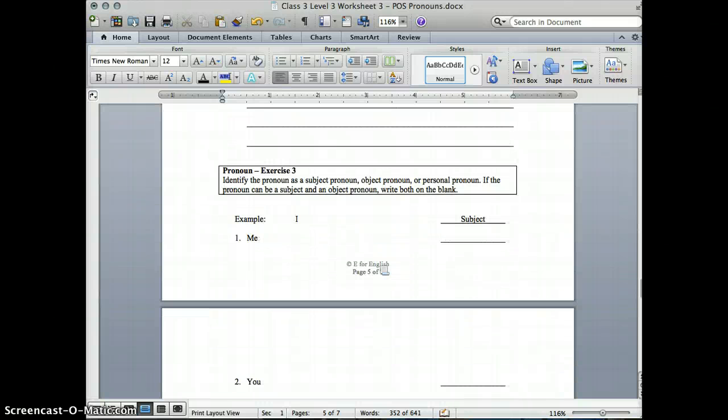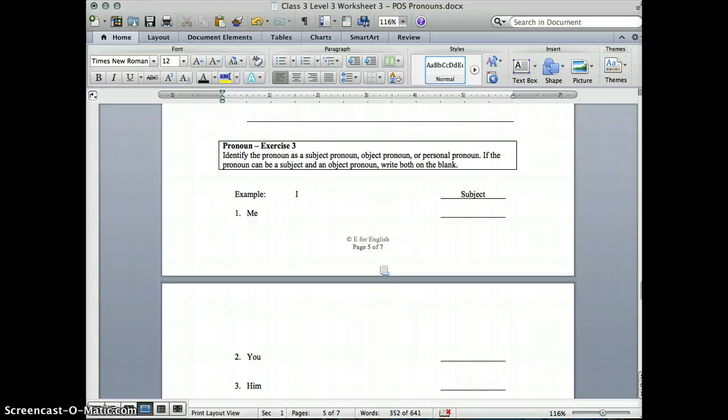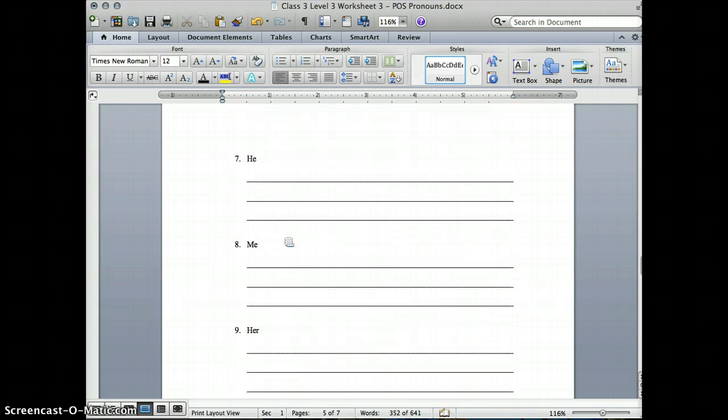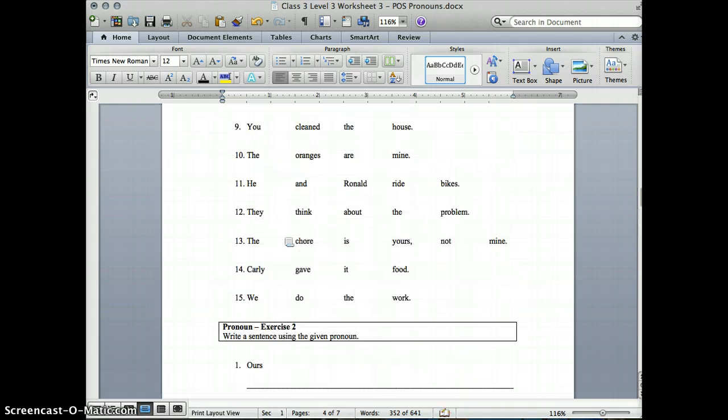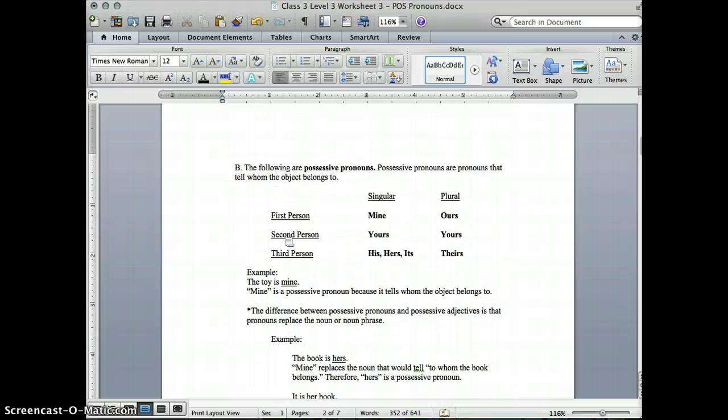Okay, so exercise 3. Identify the pronoun as a subject pronoun, object pronoun, or personal pronoun. If the pronoun can be a subject or an object, write both on the blank. Okay, so this is where you can go back up to the definitions and check. You have me here as our number 1. I want you to go back up and check. Look at your subject or object pronouns.